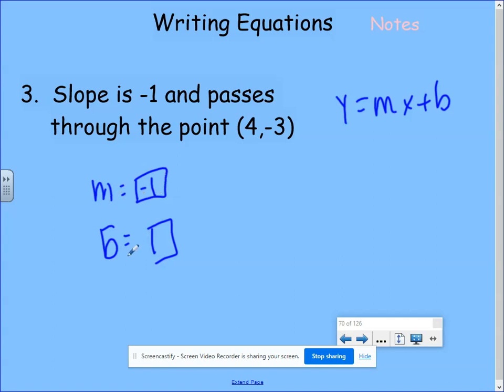But this time they don't tell us the y-intercept. We don't know what that is. However, they give us this clue. They tell us that the line passes through the point (4, -3), which represents the x and the y coordinate of one of the solutions.